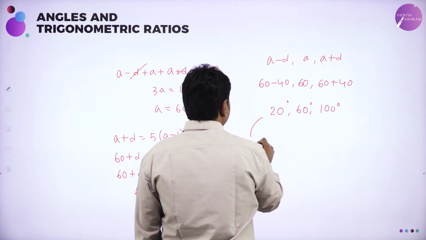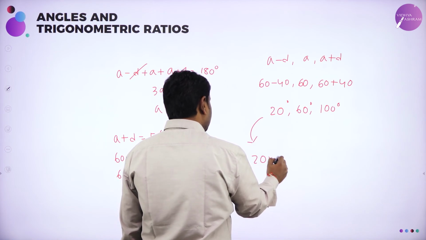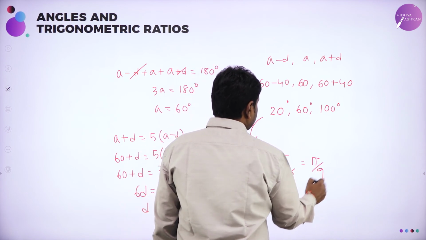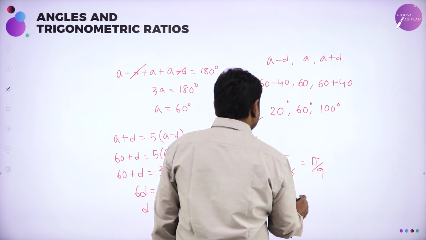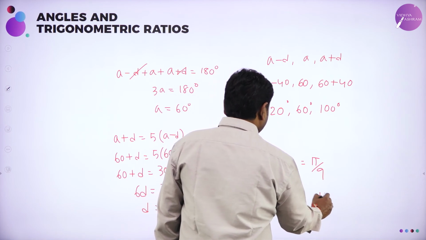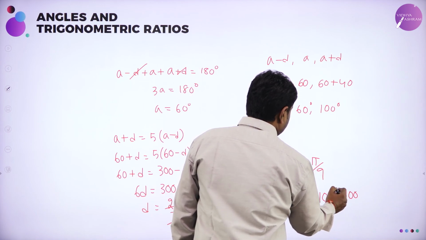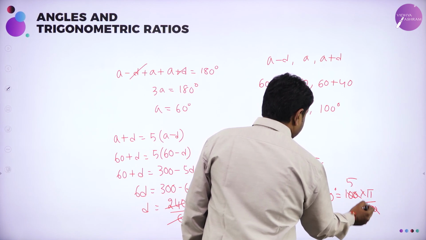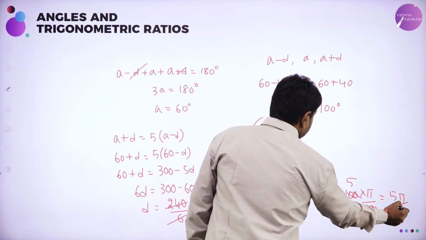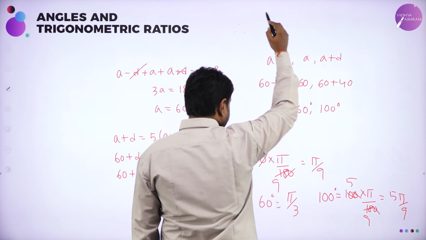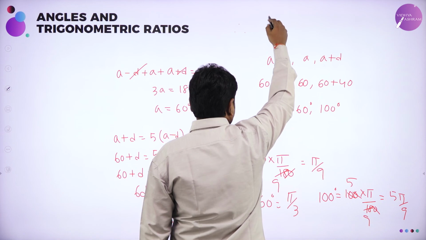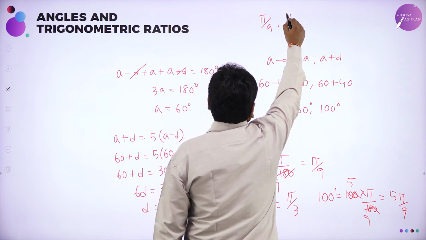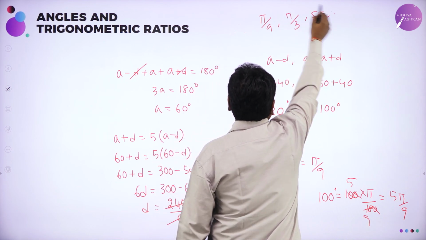This is in degrees, convert them into radians. So 20 can be written as 20 into pi by 180. If you do it, 0 0 cancels, 2 ones are 2, 2 9s are 18, it is pi by 9. The other value is pi by 3, 60 degrees is pi by 3, and 100 degrees means 100 into pi by 180. That will give, 0 0 cancels, 2 5s are 10, 2 9s are 18, so 5 pi by 9. Therefore the angles are pi by 9, pi by 3 and 5 pi by 9. These are the angles in radians.